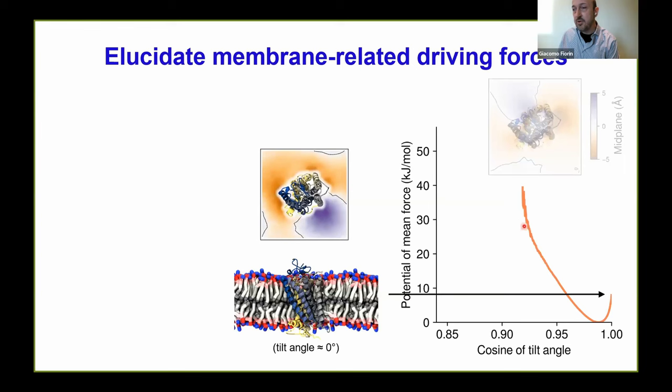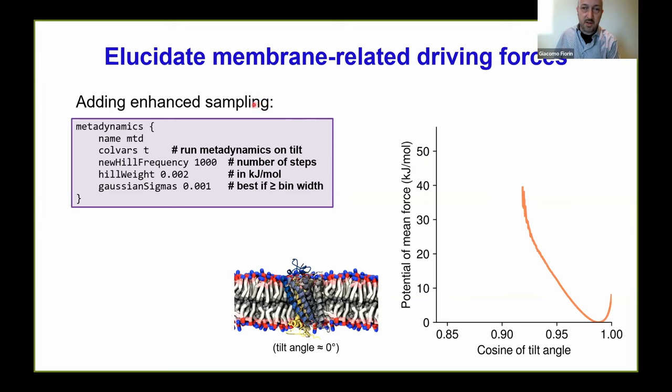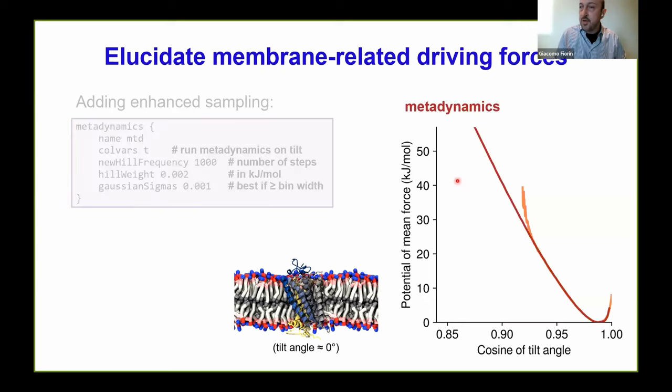We would like, of course, to use it now to see what's happening in this region that is poorly sampled because it's too high in free energy. So we use a very well-known method for enhanced sampling, metadynamics, and we apply it to the tilt collective variable. These are the parameters of how much force we're putting in to achieve further sampling in the regions of high free energy. After we run for 20 microseconds, the same amount of time as the standard simulations I showed before, this is the resulting PMF, potential of mean force, that we get from metadynamics.